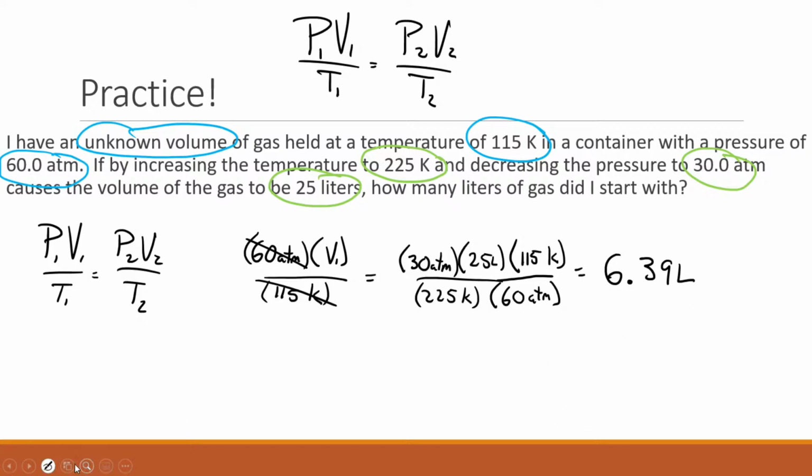Liters, if we take a closer look at our units here, atmospheres are going to cancel out, Kelvin are going to cancel out. The only unit that I'm left with is this liters. So it's the only one that's going to come with me to my final answer. Right, straightforward here. They gave you 5 of your 6 variables and asked you to solve for the missing one.